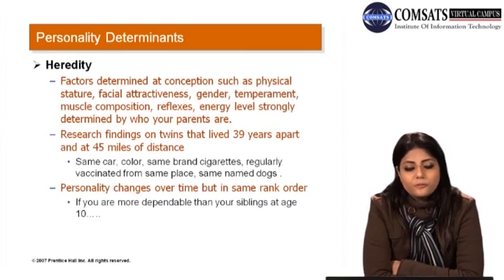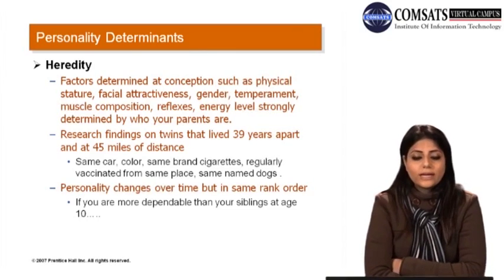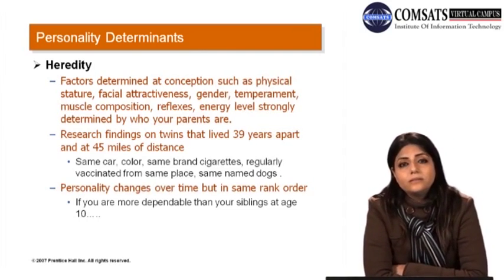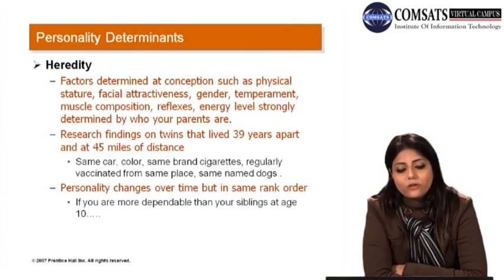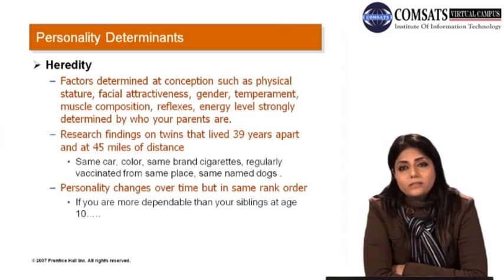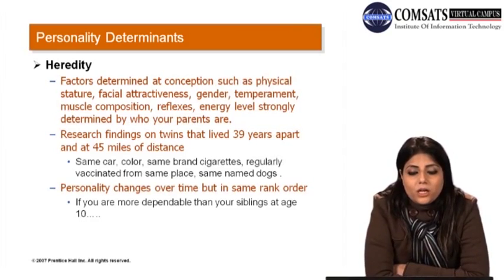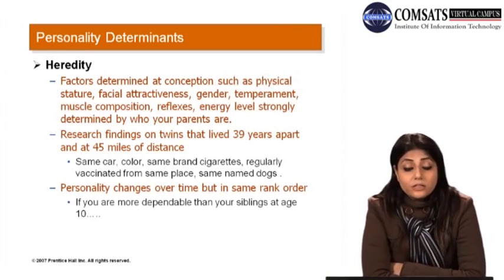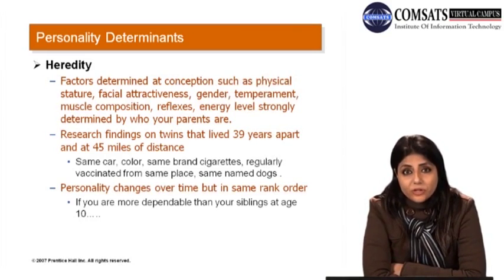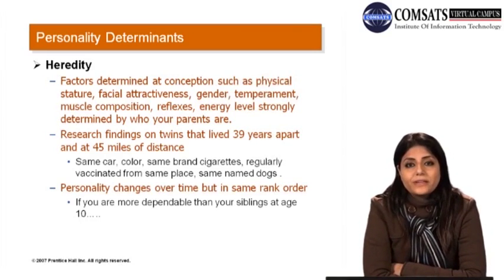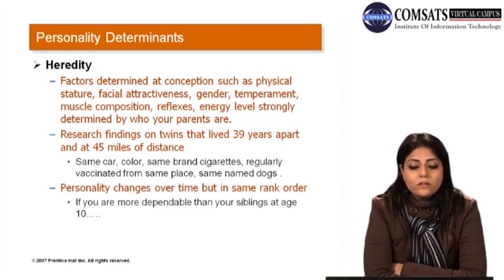So what are the different determinants of personality? The first one is heredity, right? Heredity, of course. As I told you in the outline, there are environmental determinants as well, and there are situational determinants of personality. But the research indicates that the heredity determinants are the strongest determinants of personality. Heredity refers to the factors that are determined at conception, such as physical stature, facial attractiveness, gender, temperament, muscle composition, reflexes, and energy level, strongly determined by who your parents are, right?